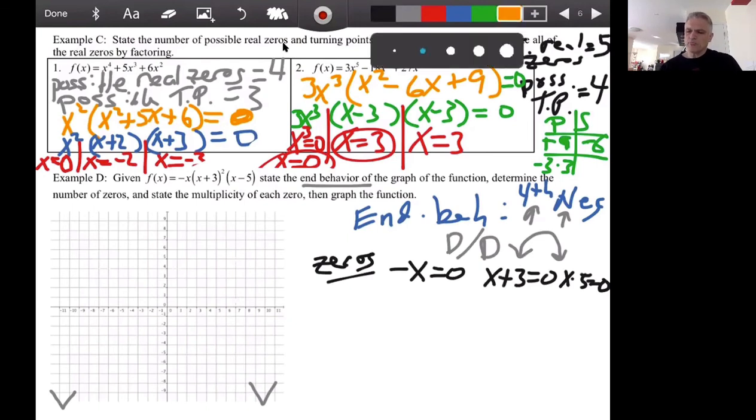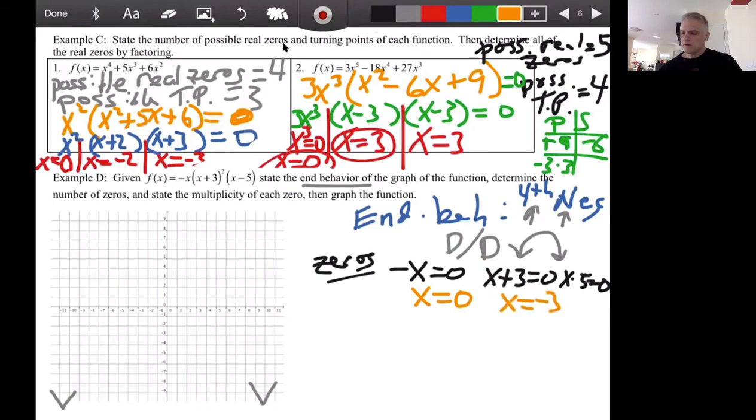So negative x equals 0, divide by negative 1. X plus 3 equals 0, subtract 3. X minus 5 equals 0, add 5. So we're going to take those 3 points, and we're going to show that they're zeros by putting dots on 0, negative 3, and 5.